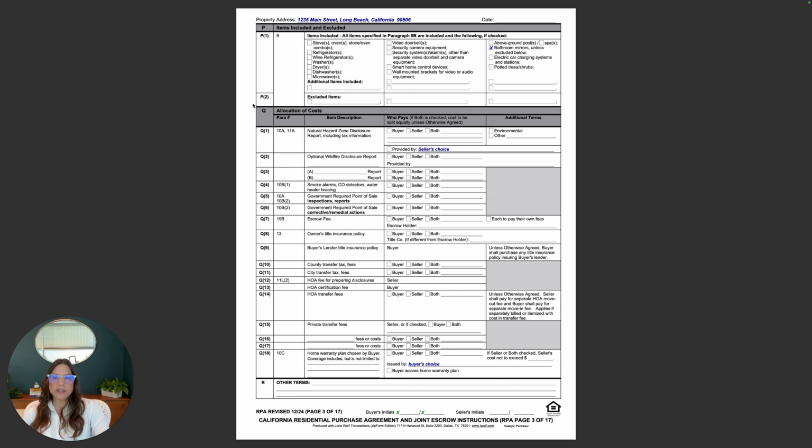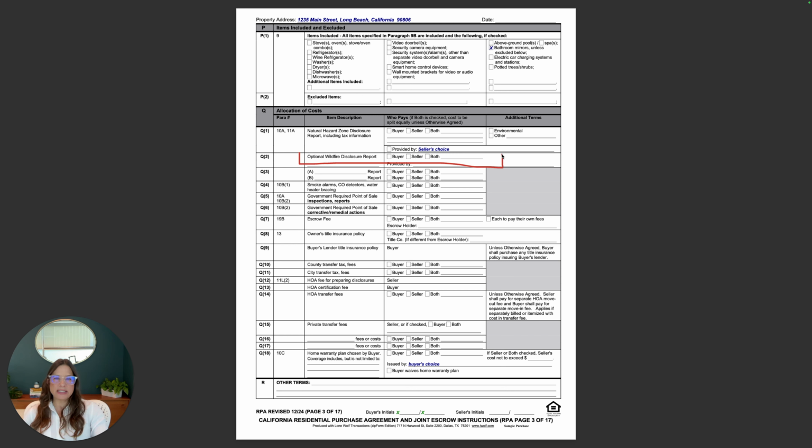Okay, here is the allocation of costs section. So this identifies who pays for what. It is typical to ask the seller, so let's check that, to pay for a natural hazard zone disclosure report. A natural hazard zone disclosure report is a third-party report, usually costs about $100, that tells the buyer whether the home is in a flood zone, fire zone, earthquake fault zone, etc. It's one of the reports that we review together during our due diligence period.